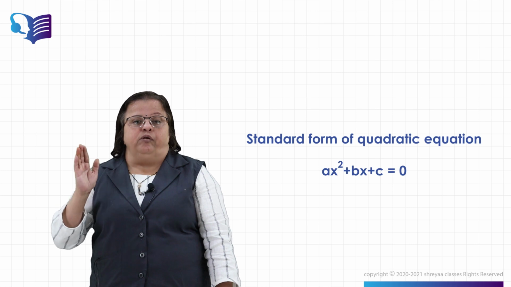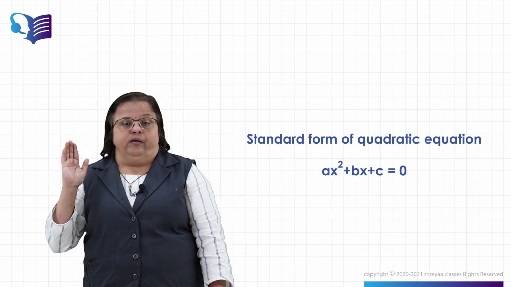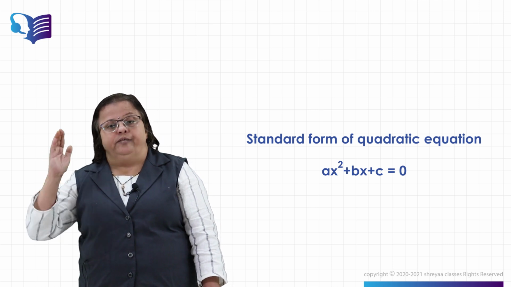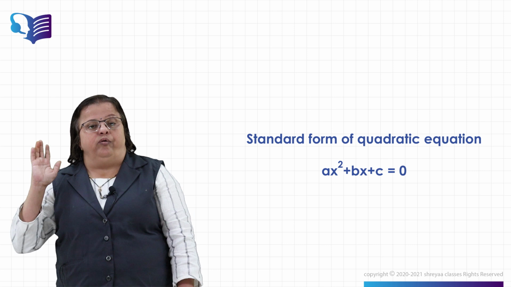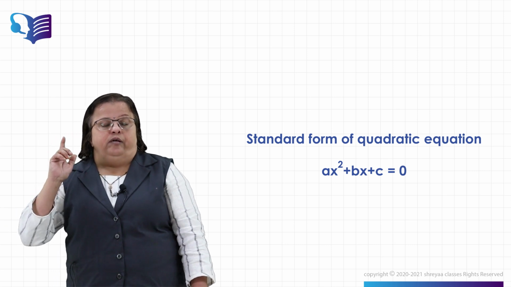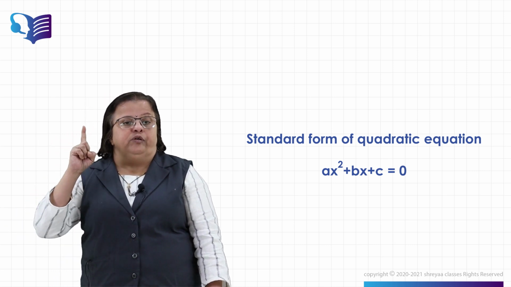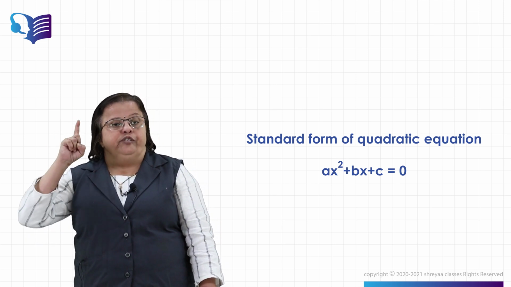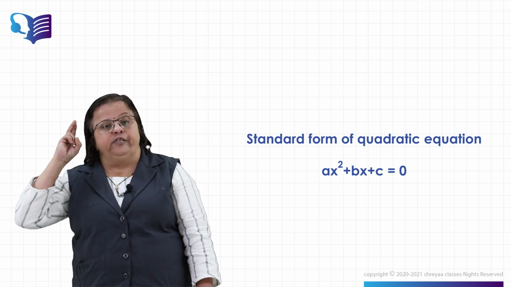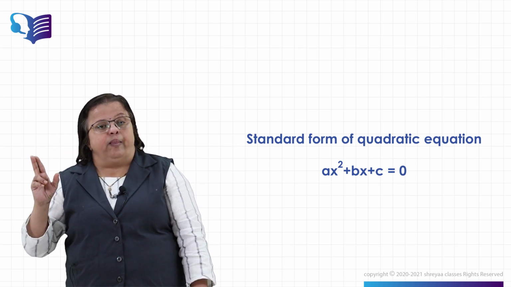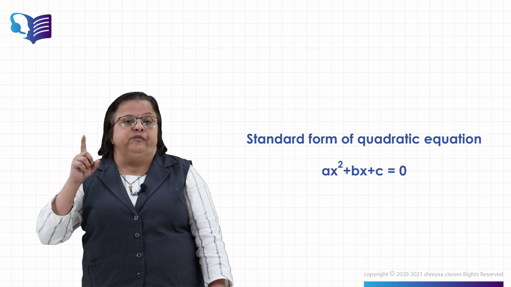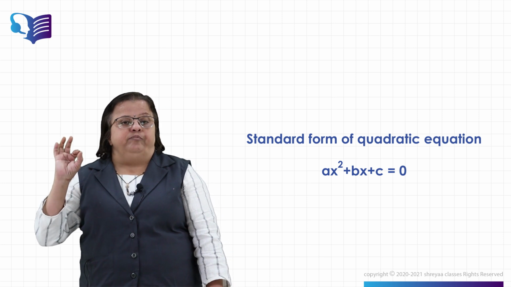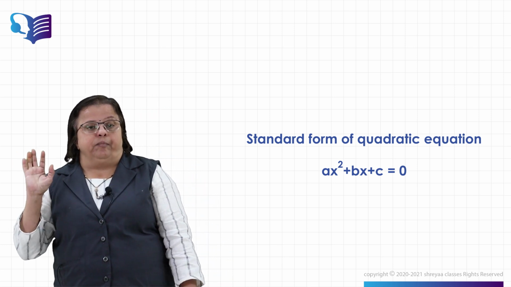Now the standard form of quadratic equation, you have to write as ax square plus bx plus c is equal to 0. In this equation, there is one term with the power of the variable as 2, x square. There is no term with the power of the variable as negative or a fraction. And there is no term with the power of the variable more than 2. So what are a, b and c? a, b and c are the constants.